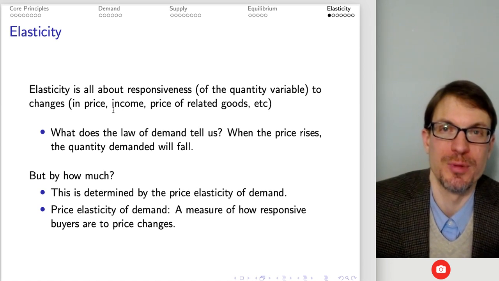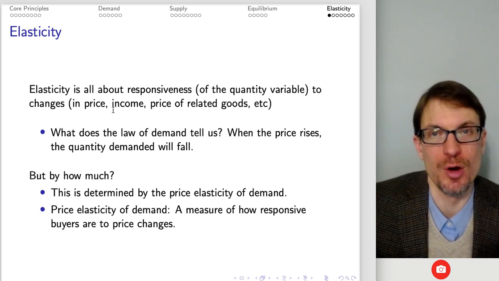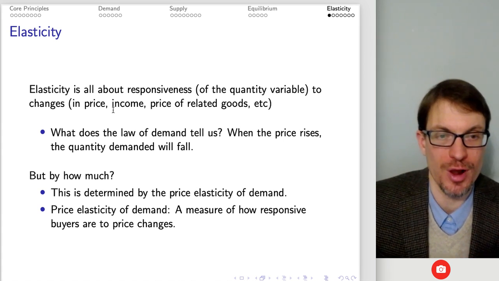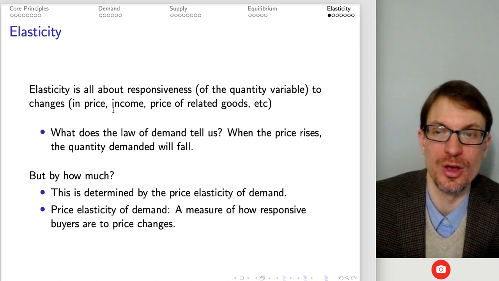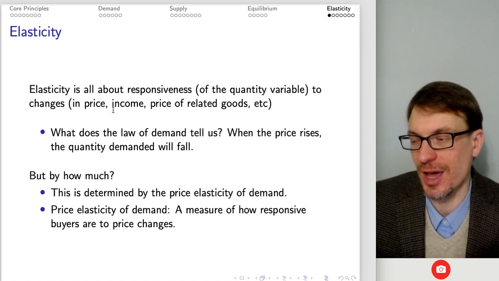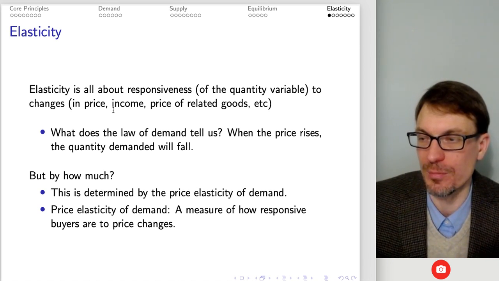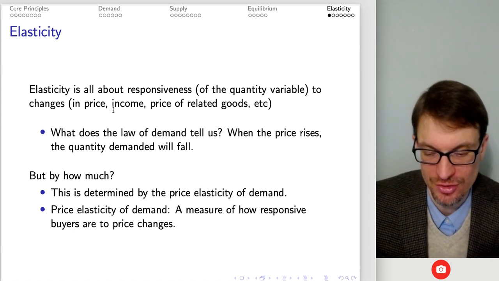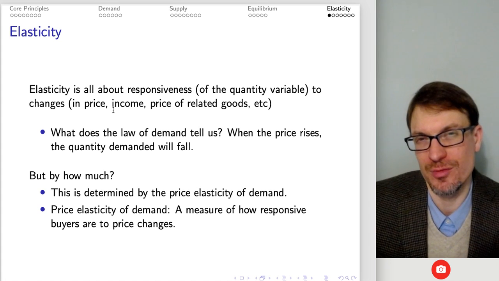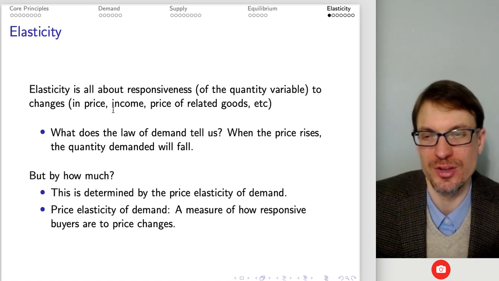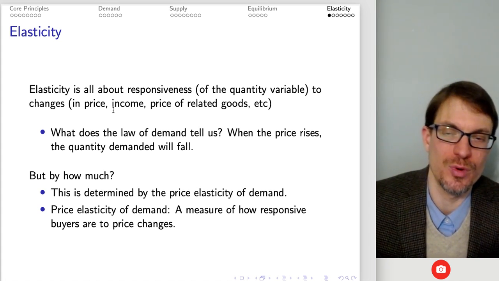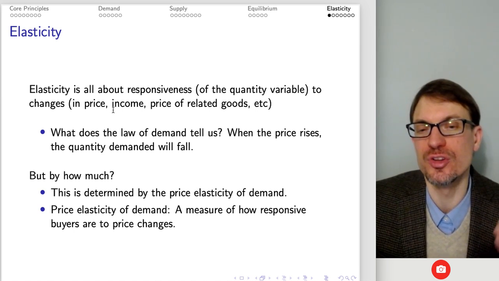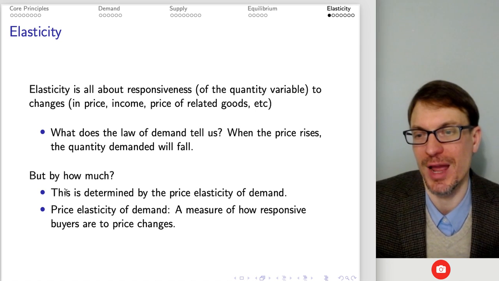The last thing we want to talk about is elasticity. Elasticity is about the responsiveness of the quantity variable to changes in price, income, prices of related goods, and so on. A good one to get our bearings with is the price elasticity of demand. We have a price change, and we're going to get a quantity change. We can get some insight from the law of demand: at higher prices, quantity demanded will fall. But what elasticity conveys above and beyond that is how much, the degree of responsiveness.